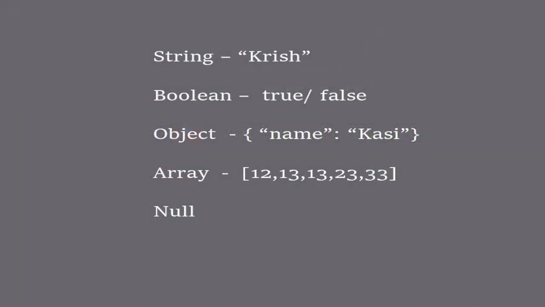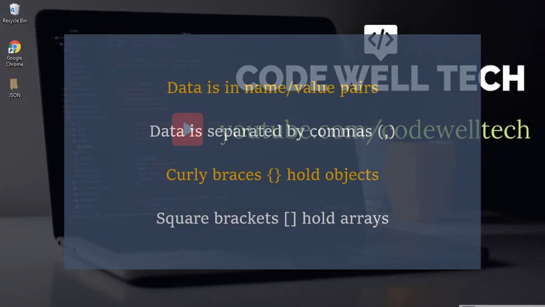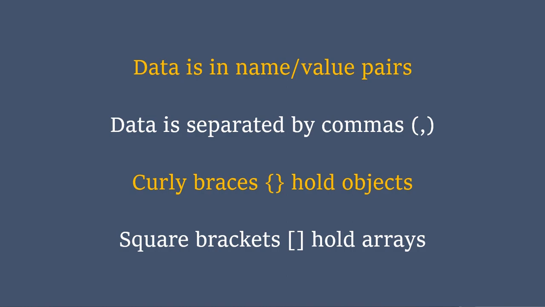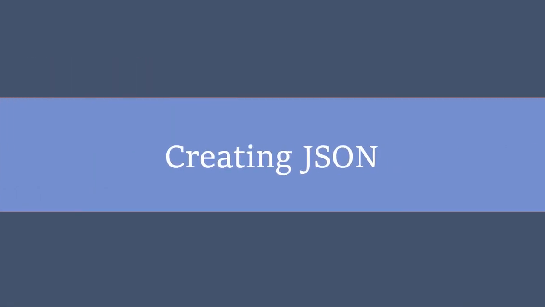We can store data like string, number, boolean, object, array, and null. These values you can store in JSON. And most importantly, JSON stores values as key value pairs, like a JavaScript object. So here also it stores the data in key value pairs.